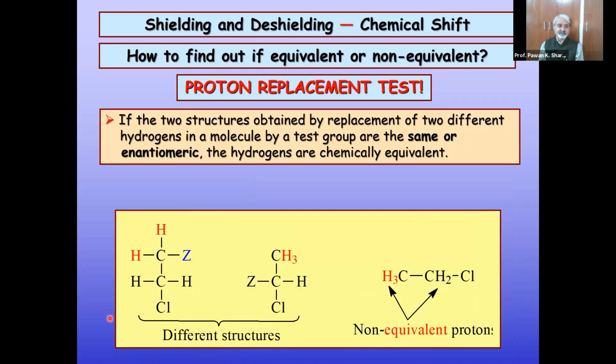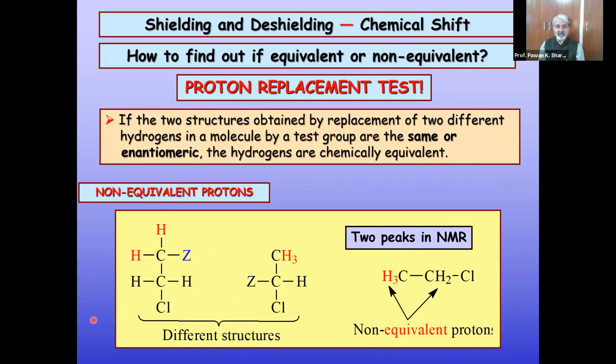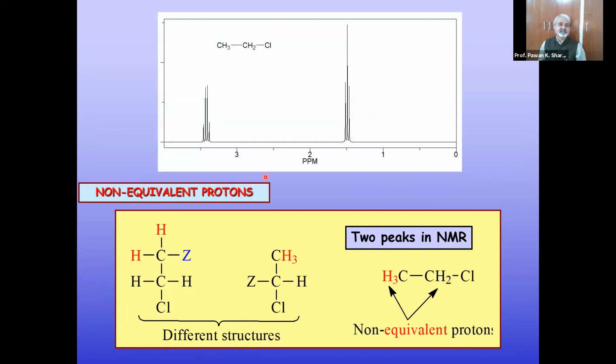For example, here you see chloroethane: these three protons are equivalent, these two protons are equivalent, but these three hydrogens are not equivalent to these two. So we have non-equivalent protons. With the result, we get two peaks in NMR. So I'll stop here and we'll build it up from this stage tomorrow.